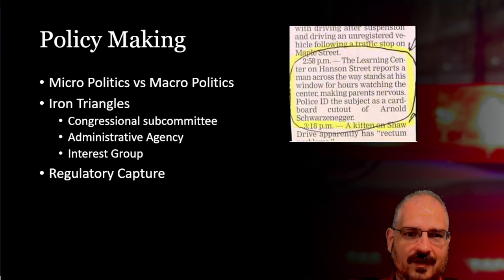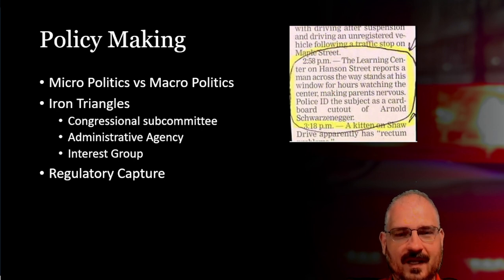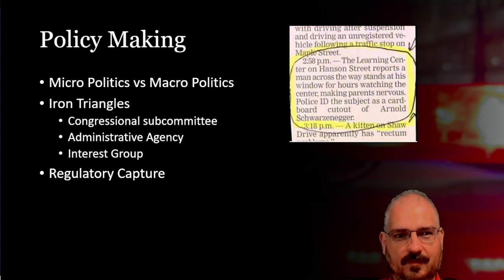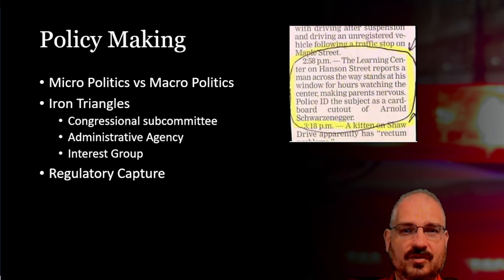Another thing we have to talk about before we go into more in depth on this subject is iron triangles. Iron triangles were responsible for a lot of micropolitics and even some macropolitics for a long time over the course of our country's history. And an iron triangle is the fancy colloquial term used to describe the relationship between a particular congressional committee or subcommittee, some administrative agency, and some interest group. And they would get together and the three of them would work on how to deal with some specific, usually relatively small on a national scale issue.